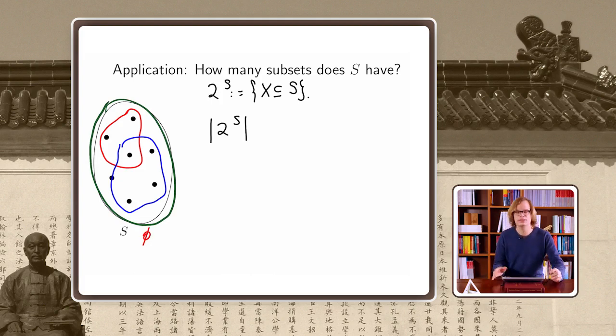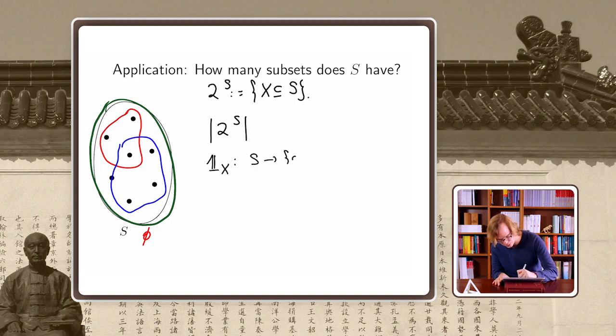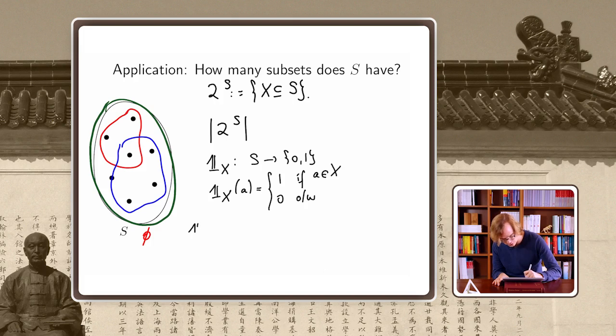So how can you count the number of subsets? Here is a little trick. For a subset X, I define 1 sub X. This is the characteristic function. It's a function from S into the set {0, 1}, defined as follows. 1 sub X of a is simply 1 if a is in the set X and it's 0 otherwise. And now you actually see that there is a one-to-one correspondence between characteristic functions and subsets.